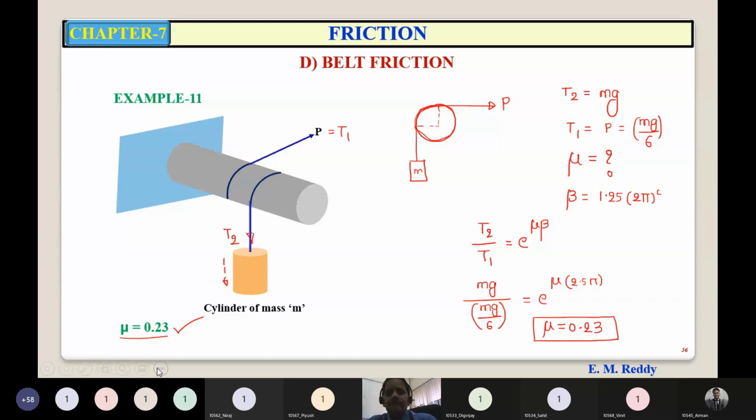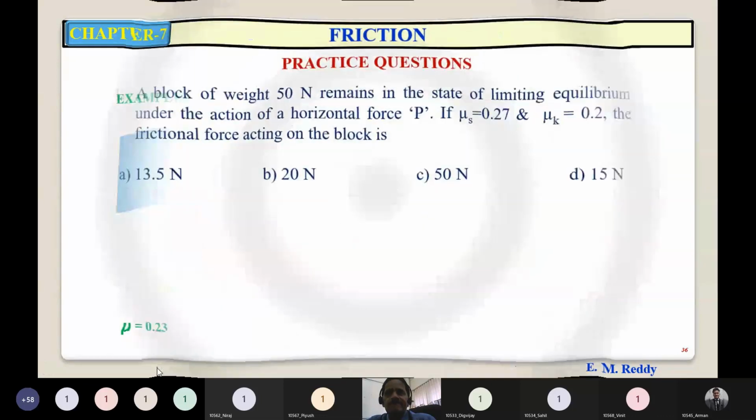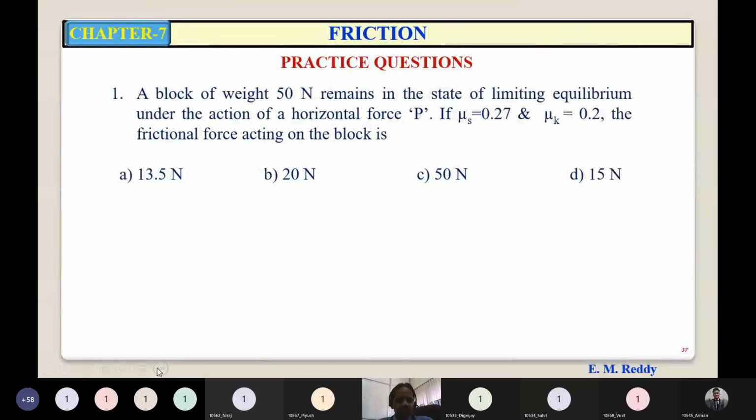Okay. Yes. So with this, we have finished all types. Now let us see some examples, practice questions for today's examination. So it is based on friction only. You please try to solve this, all of you. I may call upon any roll number to tell the answer. So it is a limiting equilibrium under the action of horizontal force P.